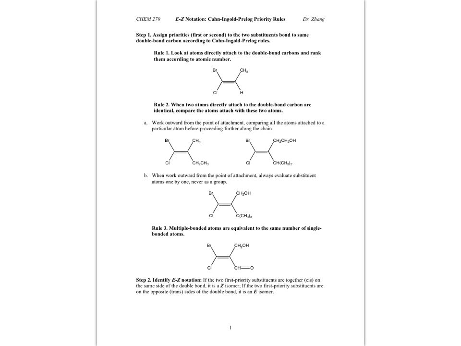To identify the stereochemistry of an alkene, you need to compare the substituents bonded to the same carbon. For instance, on this carbon, there's a bromine and a chlorine bonded to it. For this carbon, there is a methyl and a hydrogen bonded to it. And by looking at that, you can identify their priority by numbering them based on the Cahn-Ingold-Prelog priority rules.